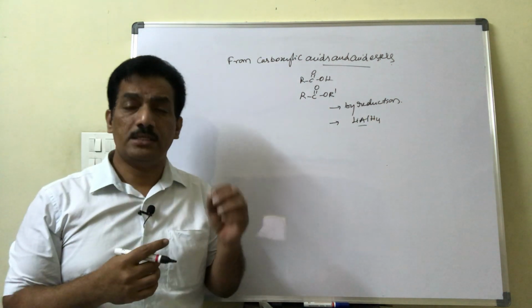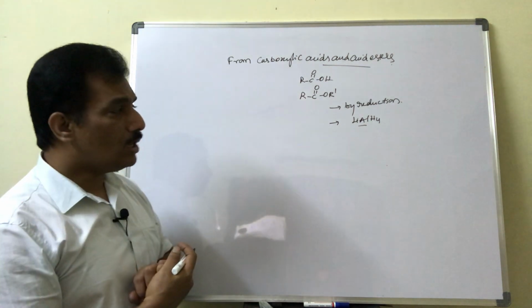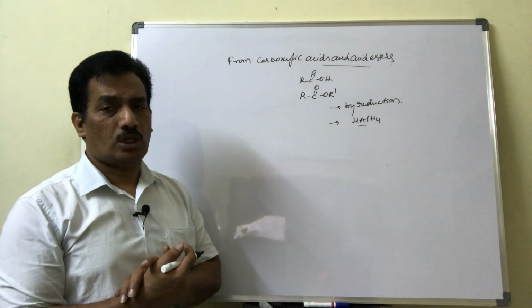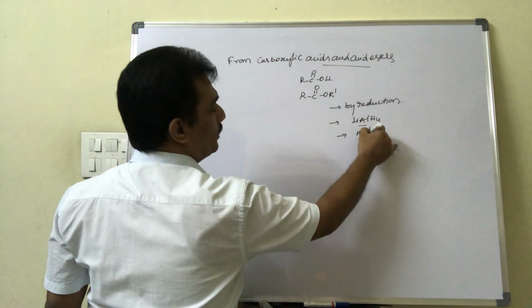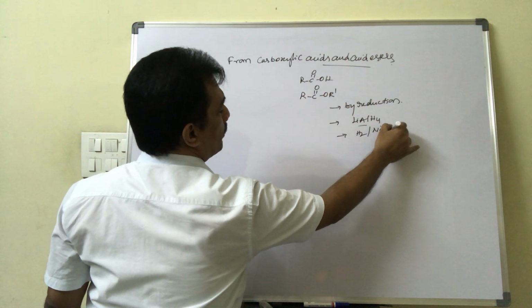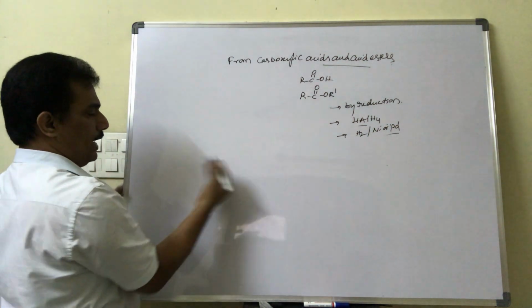Sodium borohydride is unable to reduce esters or acids into alcohols, but lithium aluminum hydride is sufficiently strong to reduce. And the next one is hydrogen, that is heterogeneous, we can use for this purpose also. Clear? And in this case, what is happening?